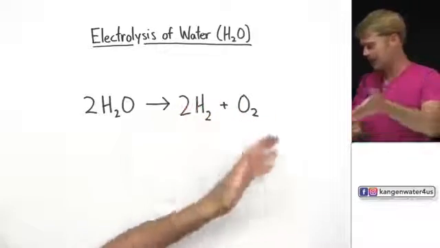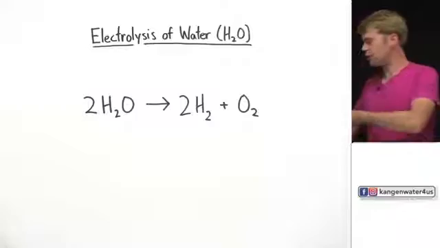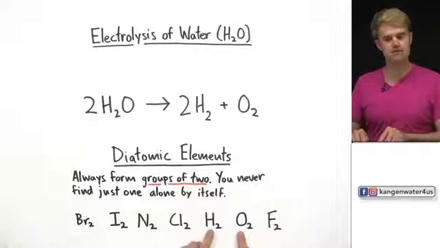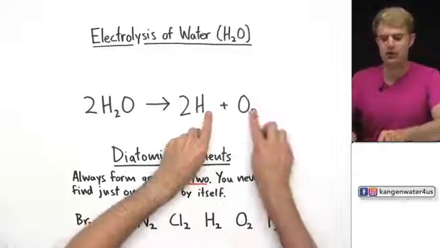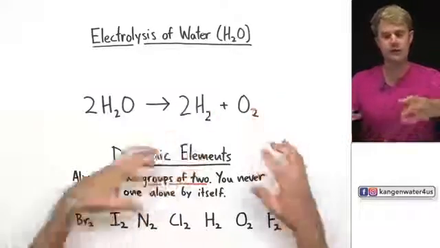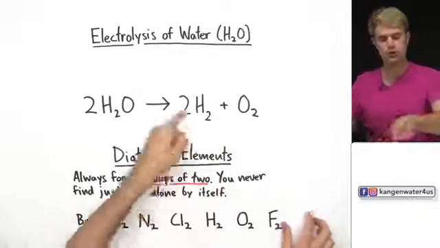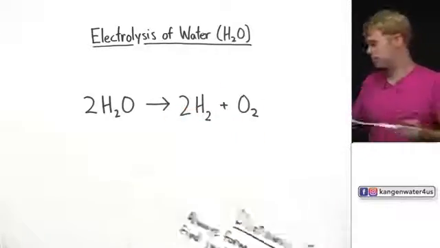Now, what's with this H2 and O2 here? Well, hydrogen and oxygen, just like chlorine, which we saw earlier, are examples of the diatomic elements. You'll never find just an H or an O alone by itself. These elements always pair up and form twos. So that's why we got H2 and O2 here.